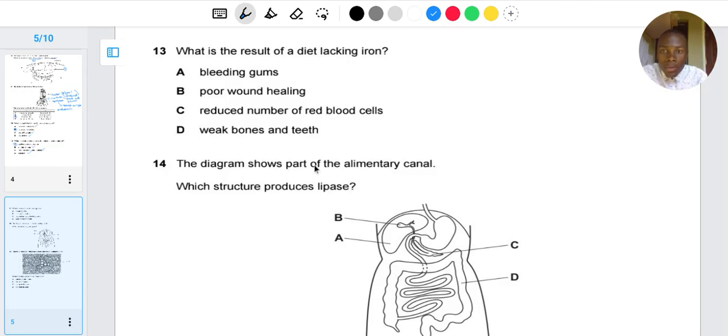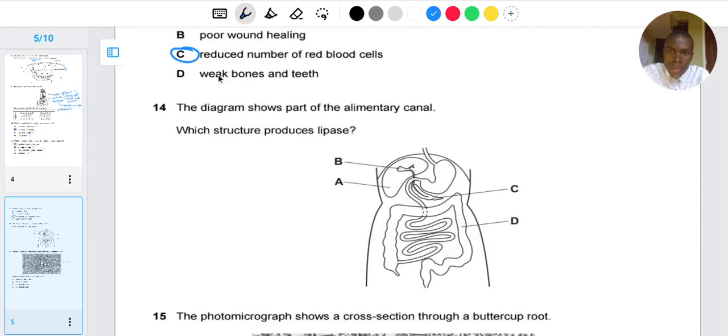So now, since there is lack of iron, meaning to say there will be a reduction in the number of red blood cells, meaning to say the answer is going to be C. Of course, you can think of poor wound healing, but this one deals with platelets. Then weak bones and teeth, this deals with lack of calcium as well as vitamin D.